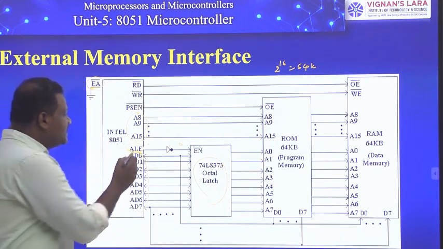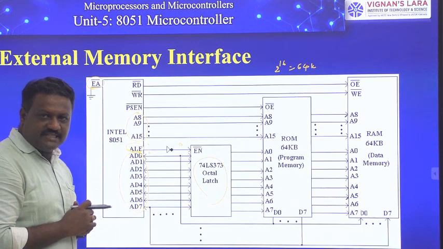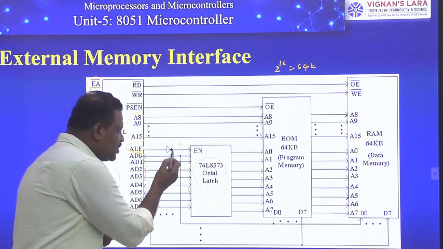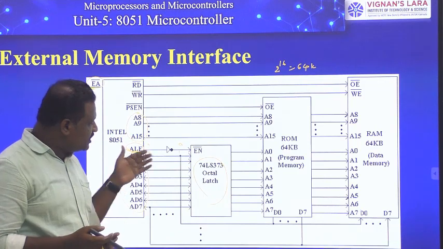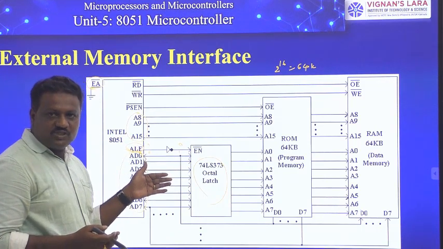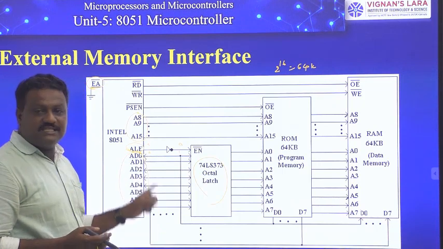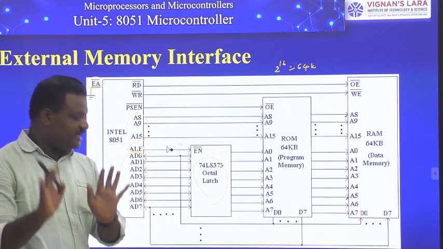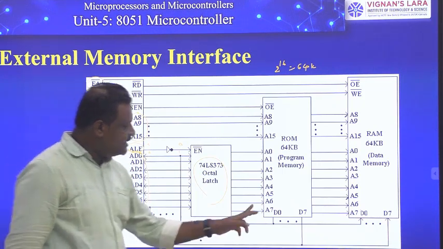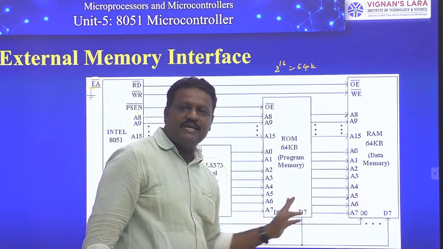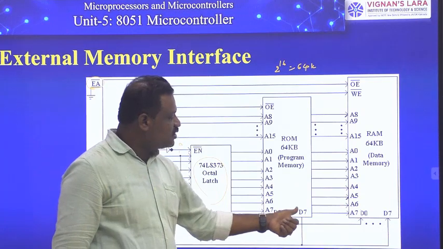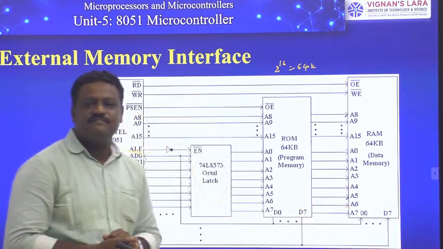Once this ALE signal is 0, the output of this NOT gate becomes 1 and this latch is disabled. That means it can't accept any input. So at that time these lines simply act as dedicated data lines. See here, guys, these are the dedicated data lines which are connected to both the read-only memory as well as the random access memory, D0 to D7, D0 to D7.